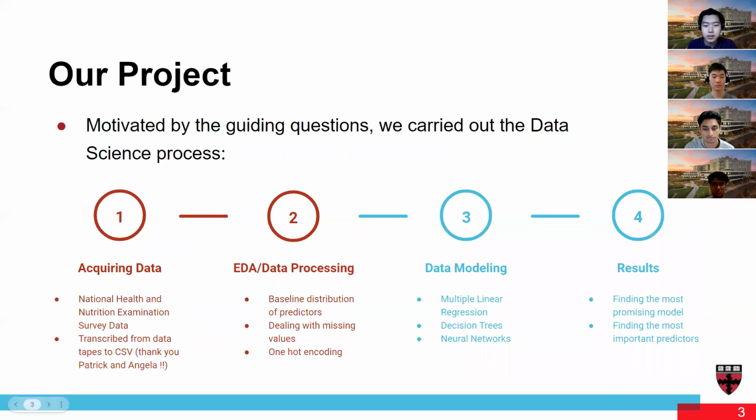So as far as our detailed implementation plan, we carried out the four major steps of the data science process, which involved acquiring data, doing some exploratory data analysis and data processing, then doing data modeling, and then finally presenting our results. And so throughout the rest of this presentation, we'll cover each of these steps in more detail.